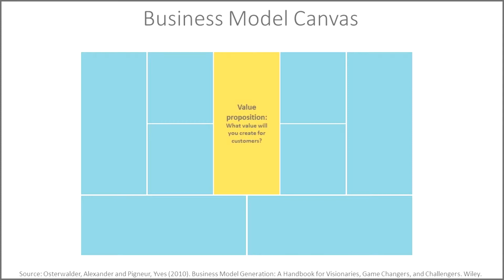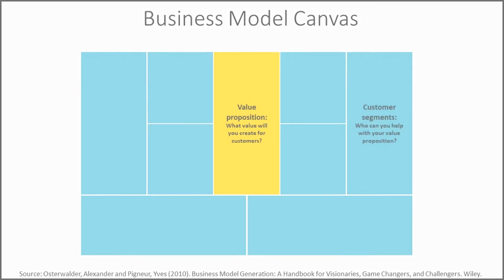Let's start in the middle, in the value proposition. This is the crucial part of every business model canvas. This is where your idea, with its meaning, goes. In other words, this is where you describe the value that your customers will gain from your product or service.